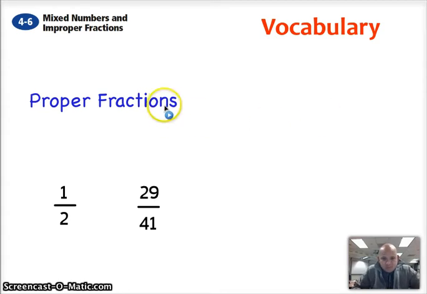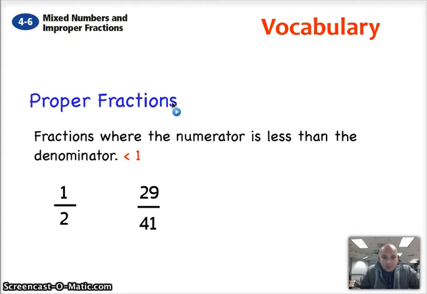Proper fractions are, on the other hand, the fractions that we usually do see. These are fractions where the numerator is less than the denominator, 1/2. 1 is less than 2. 29/41. The 29 is less than 41. In all cases with proper fractions, these fractions are going to be less than 1.